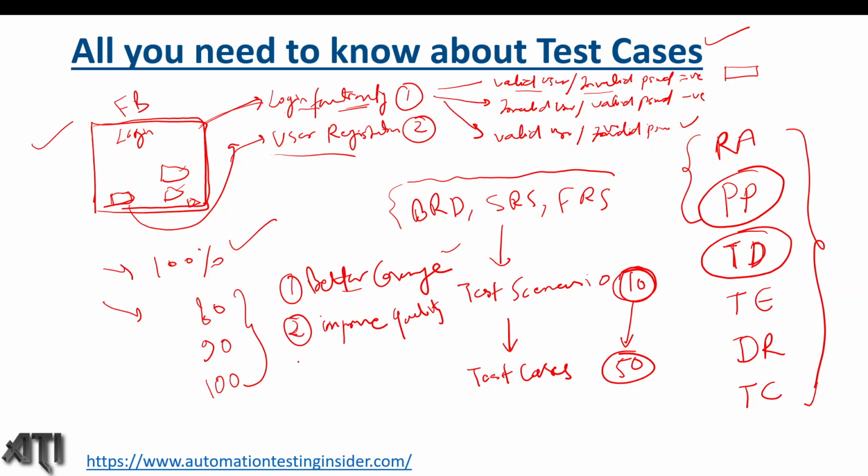Another thing is tracking purposes. When we write the test cases, we have proper tracking of the test scenarios. We have a traceability matrix, where we track everything: the number of scenarios we have, the number of test cases we have, and what defects are aligned to the failed test cases. So for tracking purposes, we need to write the test cases. So this is about test cases, guys.